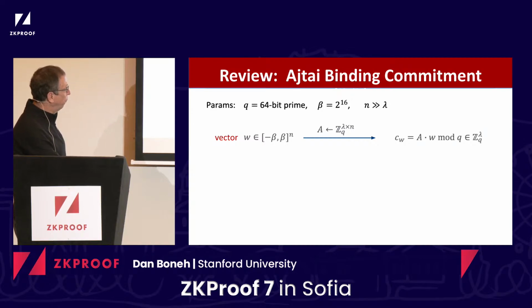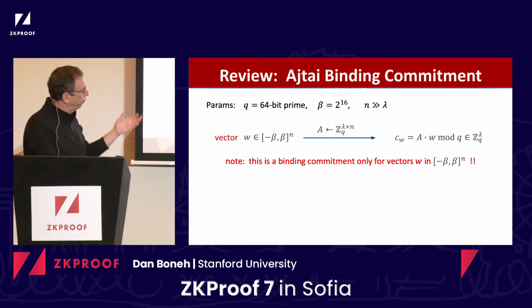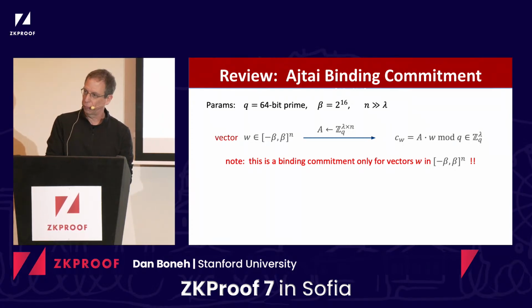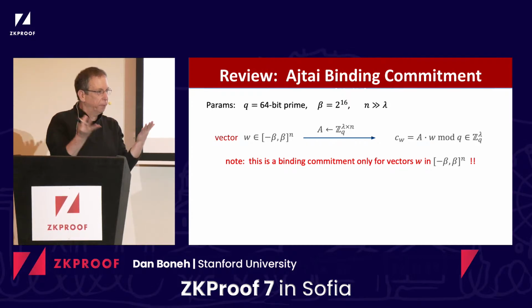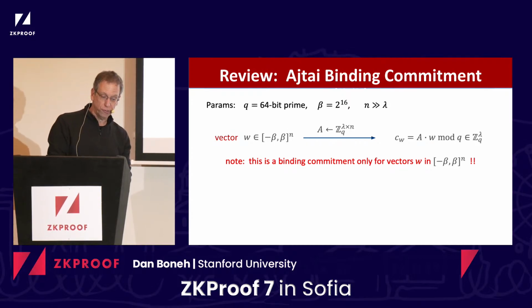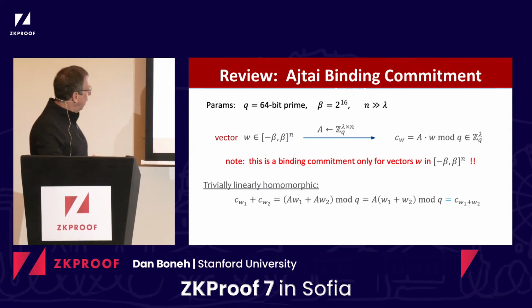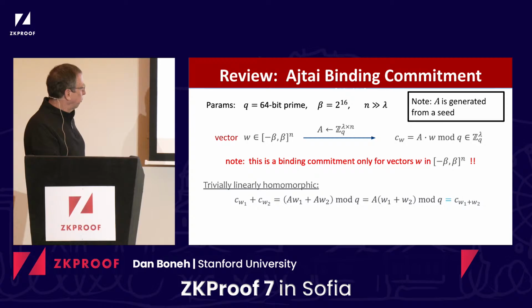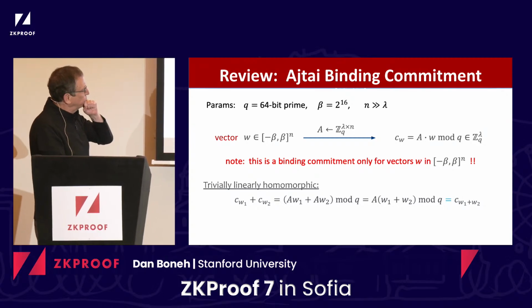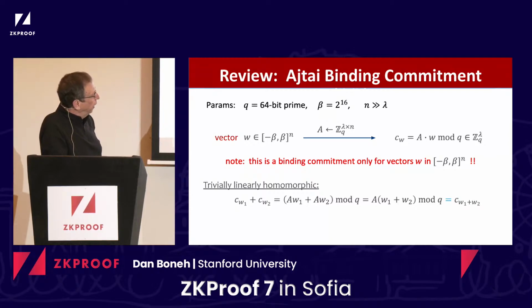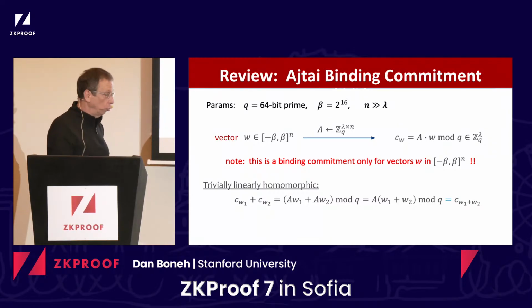The problem is this hashing, this matrix vector product, is not by itself collision resistant. Of course, a matrix vector product cannot be collision resistant. It's only collision resistant when the input vector is bounded in norm. And that's what causes all the problems, as we'll see in just a minute. Of course, it's linearly homomorphic, so there's nothing more to say there. But it is important to remember that it's only binding when we apply it to lower norm vectors.